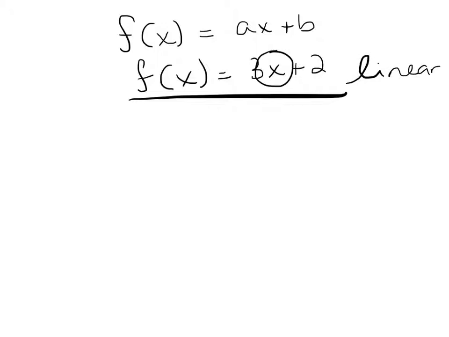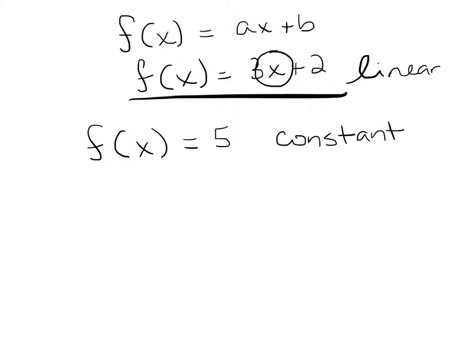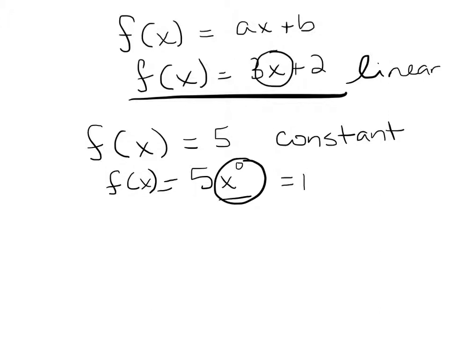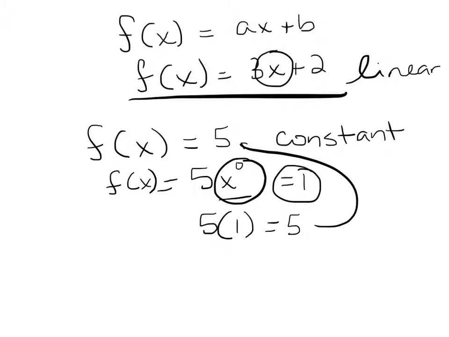If you have a power of 0, so if you have f of x equals 5, that's constant. The reason for that is that it is basically 5x to the 0, and x to the 0 equals 1, which means that 5 times 1 equals 5, and that's your constant. So that's why that is a power of 0 and a constant.